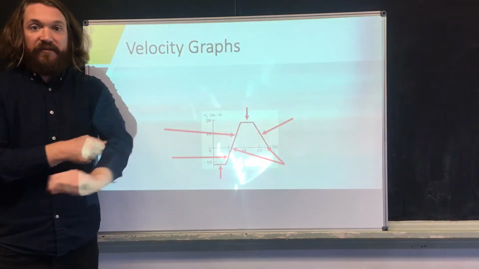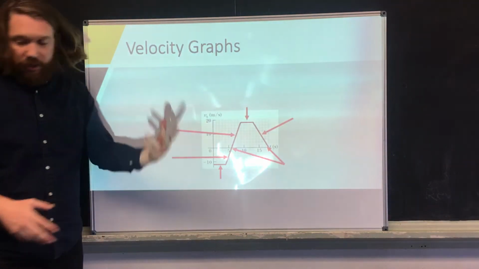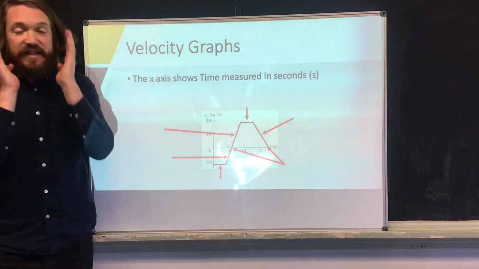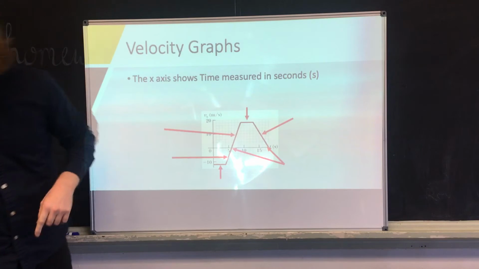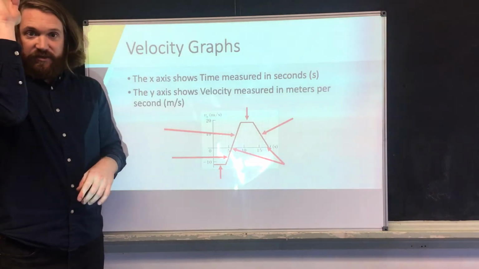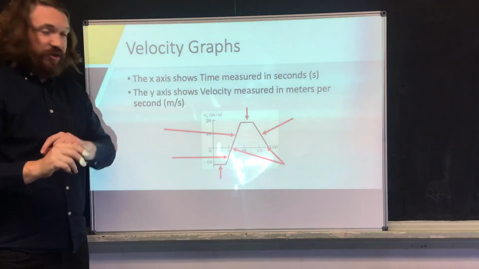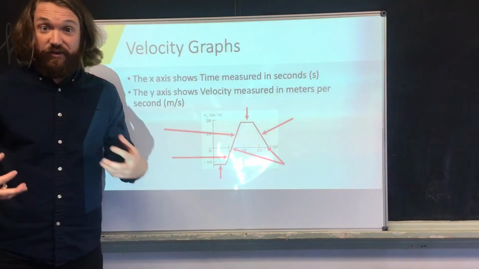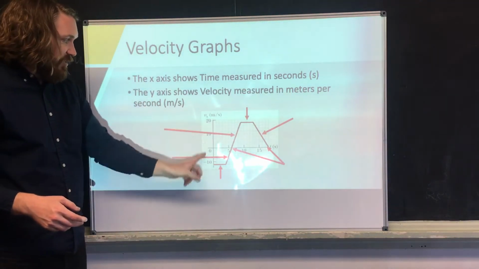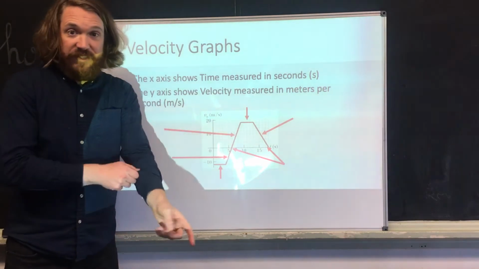Next, we need to talk about velocity graphs. Okay, so a velocity graph has time on the x-axis, always measured in seconds, and on the y-axis is always velocity, okay? Measured in meters per second. That's how we know it's a velocity graph. Velocity is on the y, time is on the x.